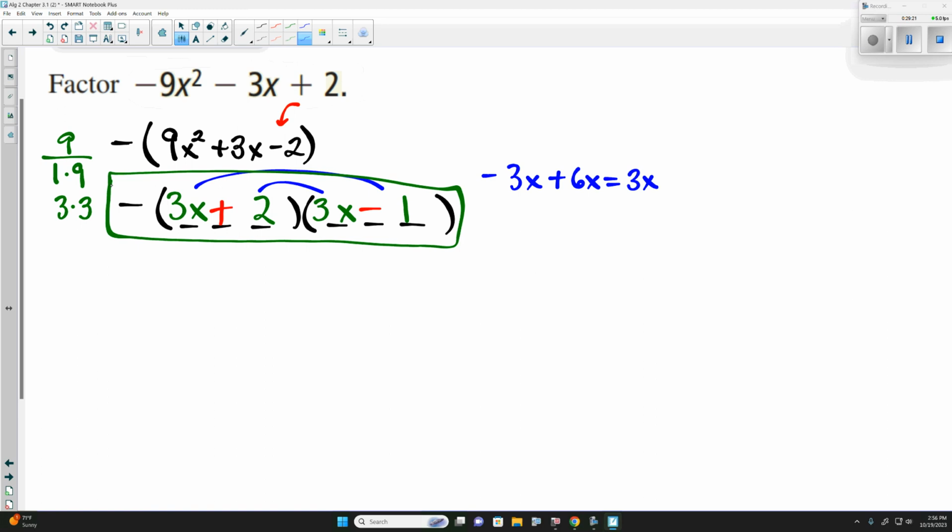Questions on this here? Is having the first term be negative a big change for this? I mean, yes and no. Because it adds the step that we do have to take that negative out with it, the greatest common factor. But besides that, after we do that, the rest of the steps are the same.